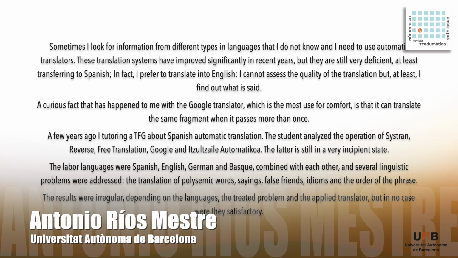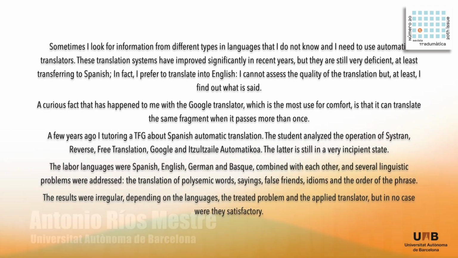Sometimes I look for information of different types in languages that I do not know and I need to use automatic translators. These translation systems have improved significantly in recent years, but they are still very deficient, at least when translating into Spanish. In fact, I prefer to translate into English. I cannot assess the quality of the translation, but, at least, I find out what is said. A curious thing that has happened to me with Google Translate, which is the most used for convenience, is that it can translate the same fragment differently when it is passed more than once.